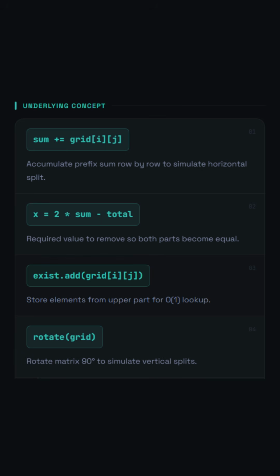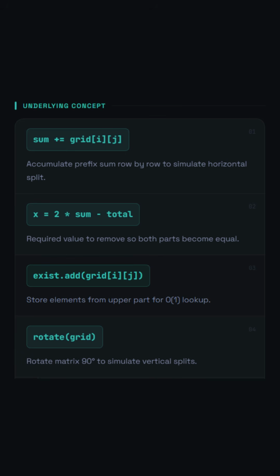To make both equal, we compute a required value. x equals 2 times sum minus total. Because if we remove x from the upper part, sum minus x becomes equal to total minus sum. Now we check if this value exists in the upper part. For fast lookup, we use a hash set. Each visited value is stored so we can check in constant time. If x exists, we return true.